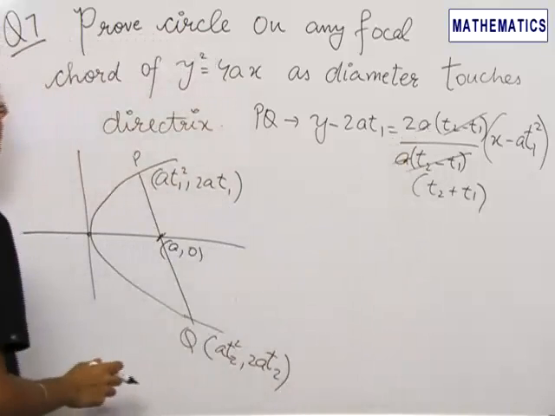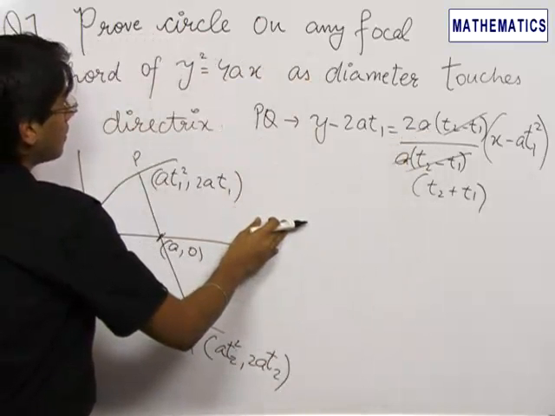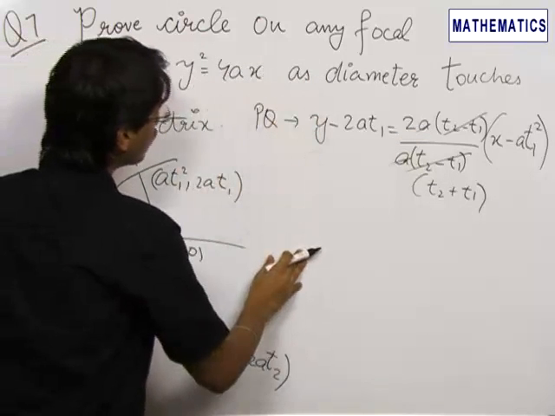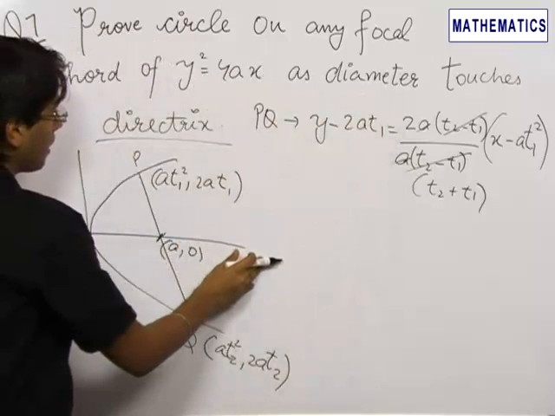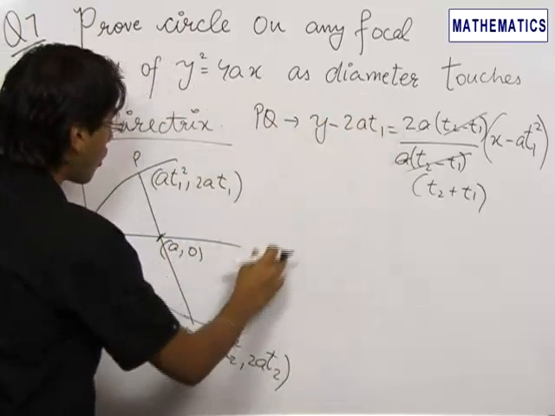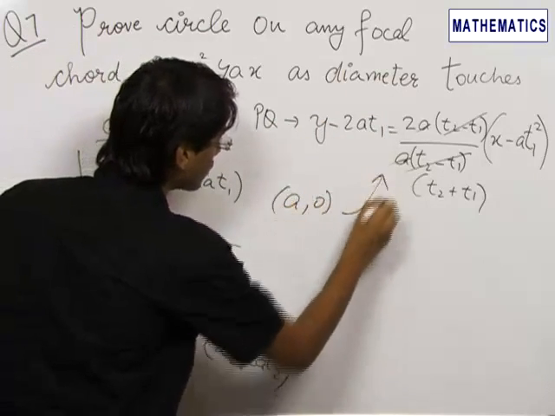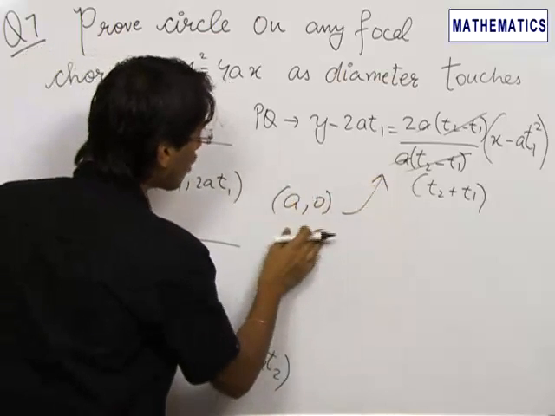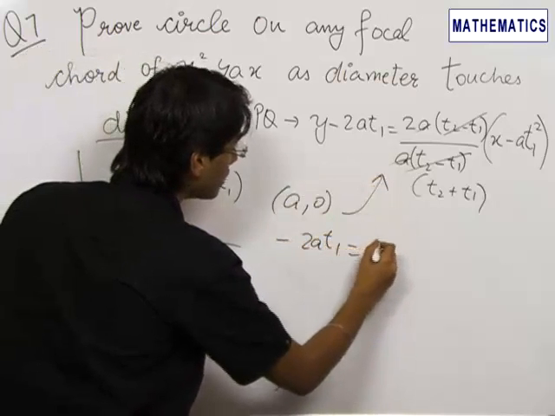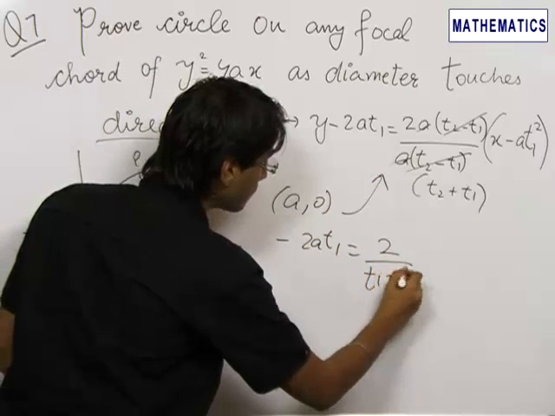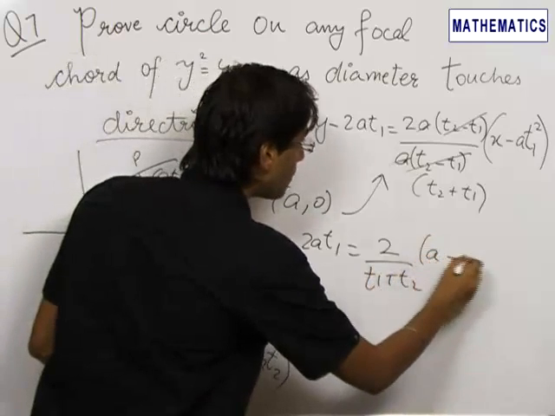Now we have to prove that the circle on any focal chord of the parabola y square is equal to 4ax as diameter touches the directrix. And since this chord is a focal chord, the point a comma 0, which is the focus, will satisfy this equation. Hence putting a comma 0 in this equation, we get minus 2a t1 is equal to 2 times t1 plus t2 into a minus a t1 square.